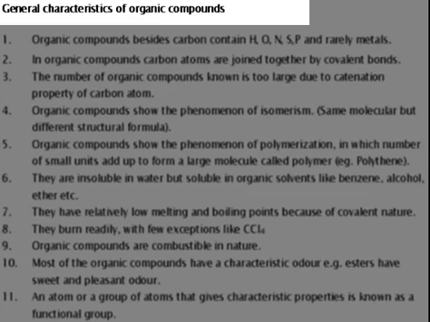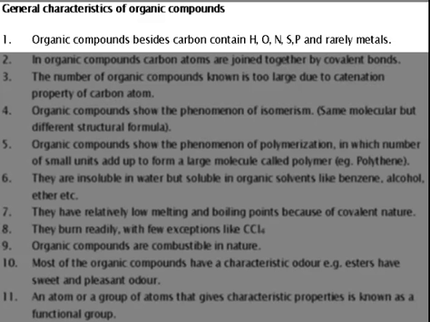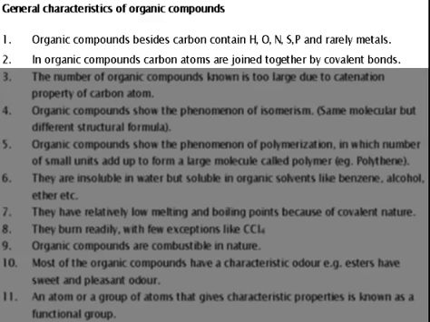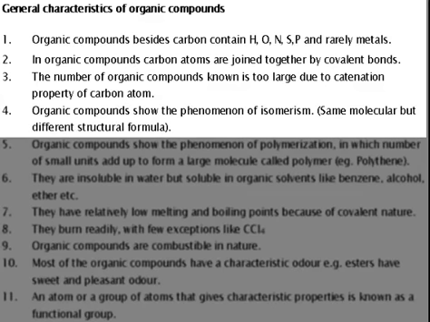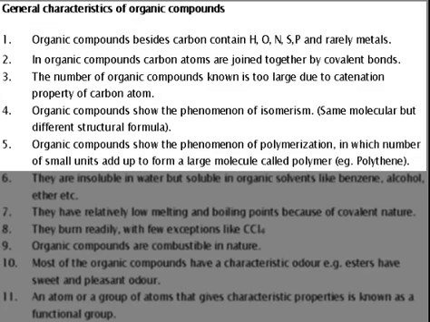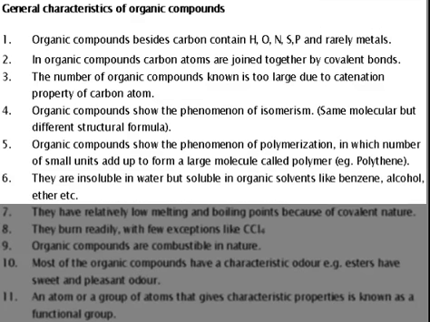General characteristics of organic compounds. Organic compounds besides carbon contain hydrogen, oxygen, nitrogen, sulfur and phosphorus and rarely metals. In organic compounds, carbon atoms are joined together by covalent bonds. The number of organic compounds known is too large due to the catenation property of the carbon atom. Organic compounds show the phenomenon of isomerism, same molecular but different structural formula. They show the phenomenon of polymerization, in which a number of small units add up to form a large molecule called a polymer. For example, polythene. They are insoluble in water but soluble in organic solvents like benzene, alcohol, ether, etc.